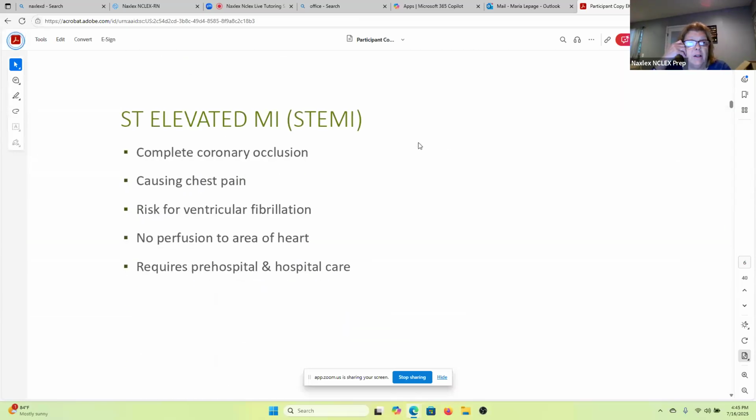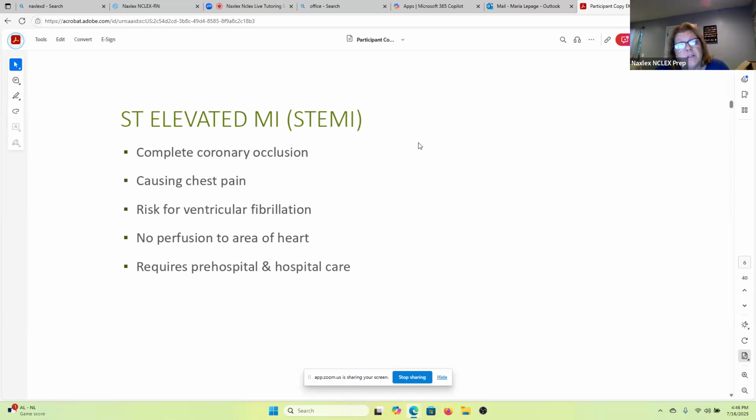When we talk about ST elevated MI, which is your STEMI, you have a complete coronary occlusion that is causing chest pain, and places these patients at greater risk for a cardiac event such as ventricular fibrillation. There is no perfusion to any area of the heart when this patient has ventricular fibrillation, and there is no perfusion to any body system or tissues when they're in ventricular fibrillation. STEMIs require pre-hospital and post-hospital care.